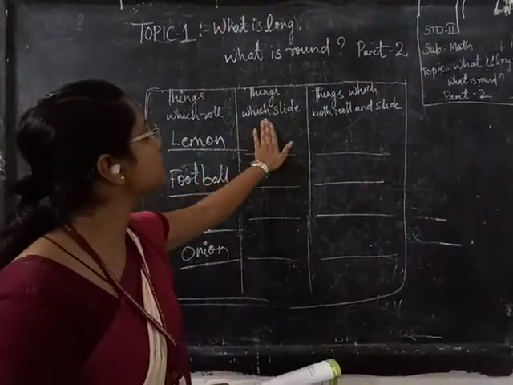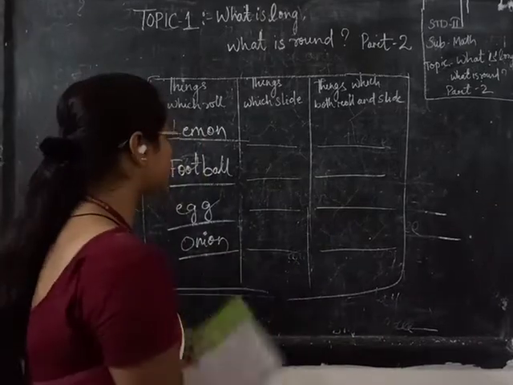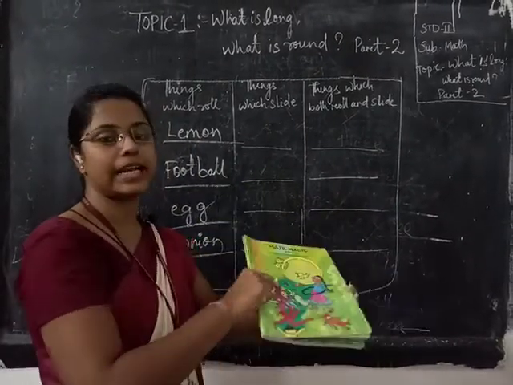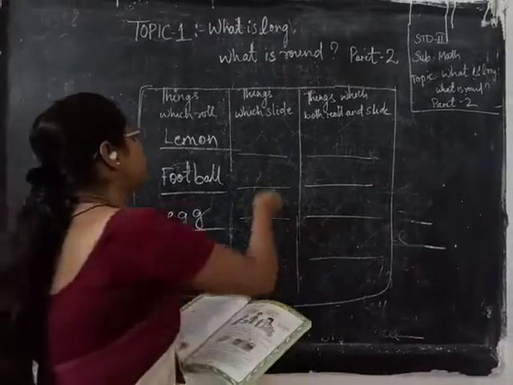Next we will move to things which slide. That means the things which can slide cannot roll. For example, this is your book. It can slide down, and it will not roll as it has no curved surface, so we will write book.